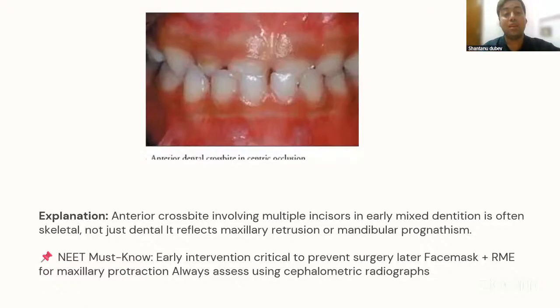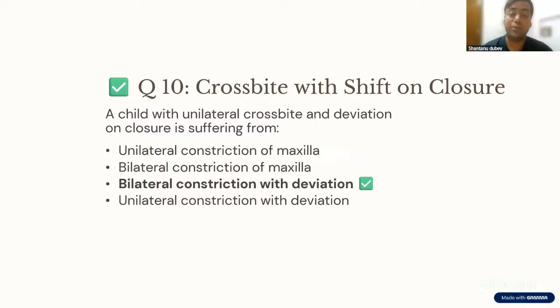Okay. So the last question we are here to discuss is crossbite with shift on closure, right? So the question is, a child, again a case base, a child with unilateral crossbite and deviation on closure is suffering from. So the options that you have are unilateral constriction of maxilla, bilateral constriction of maxilla, bilateral constriction with deviation, unilateral constriction with deviation.